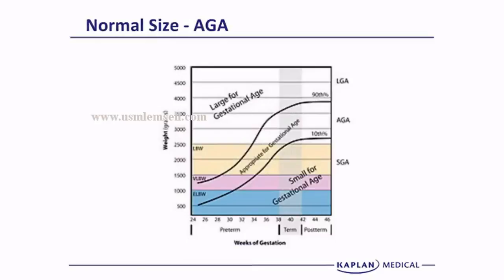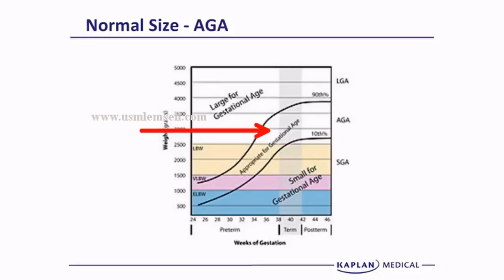Here we can see a very crude plot of weeks gestation, which is on the x-axis, and weight on the vertical axis. But the value of this is it shows you that there is a range for appropriate growth, which would be 10th percentile to 90th percentile. Below that, we would have the small for gestational age. Above that would be the large for gestational age.